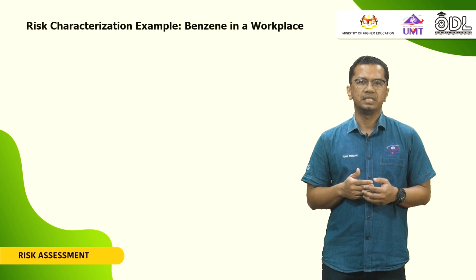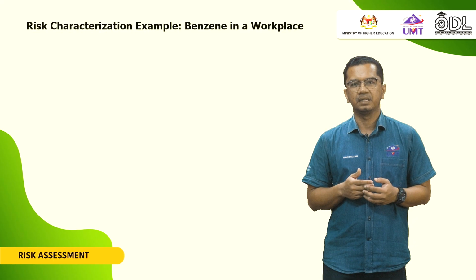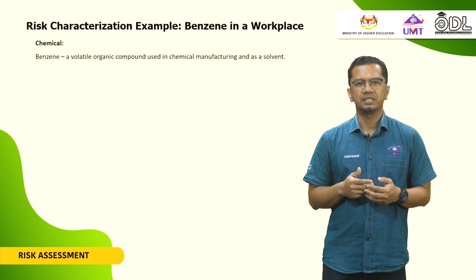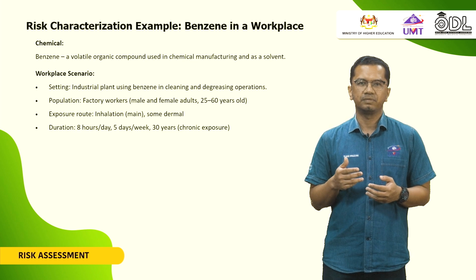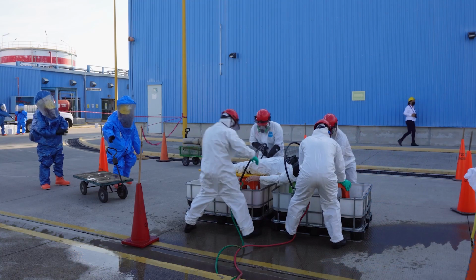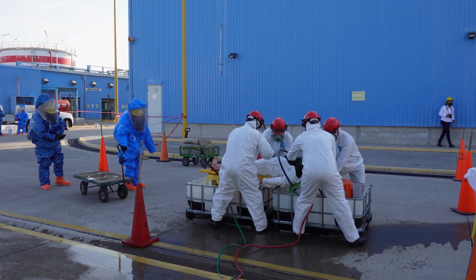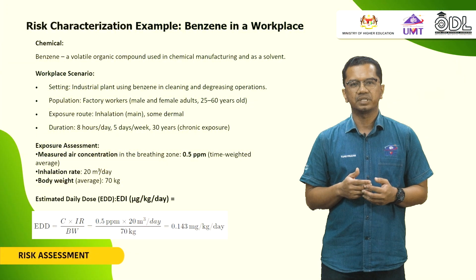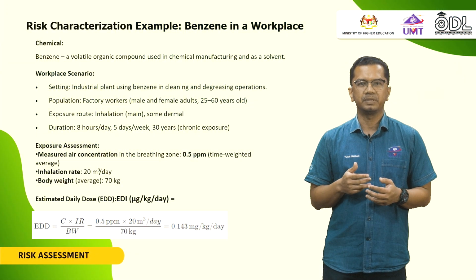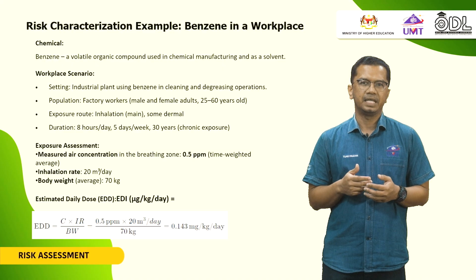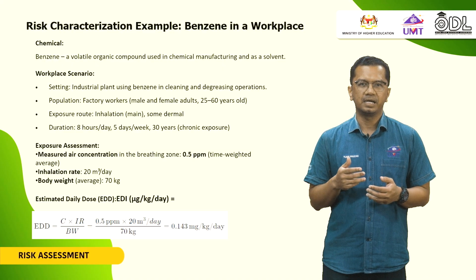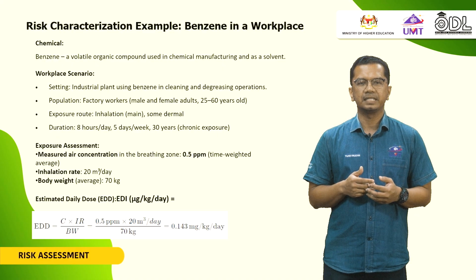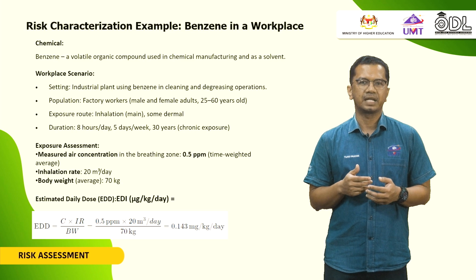Let's put the theory into practice with a concrete example. We'll assess the risk for factory workers exposed to benzene, a common but hazardous solvent. Our scenario involves adult workers with long-term daily exposure, primarily through breathing it in. To quantify the exposure, we need three pieces of data. First, we measure the concentration of benzene in the air the workers breathe, 0.5 parts per million. Second, we estimate how much air a worker inhales daily, 20 cubic meters. Third, we use a standard average body weight of 70 kilograms.